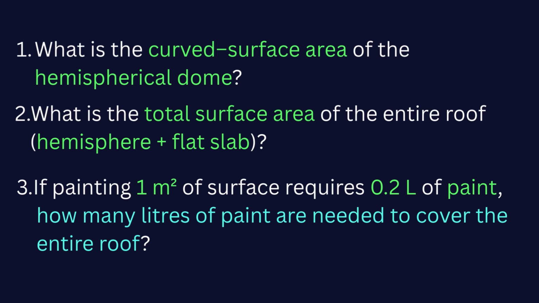So it's talking about the curved surface area of the hemisphere, as well as the flat slab. So how much paint will I need if I were to paint 1 meter square? In 1 meter square, it requires 0.2 liter of paint. So how much paint would I need to cover the entire shape of the roof? So let's solve the first part of the question, and then we'll move on to part 2 and part 3.